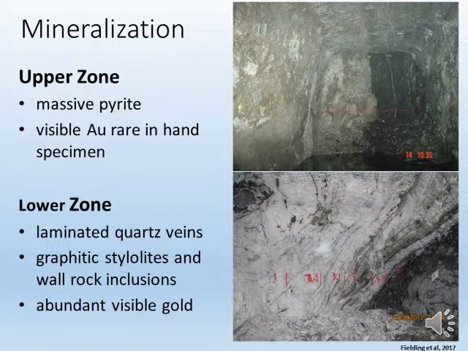So upper zone mineralisation is these massive sulfide veins shown up here, and we don't really see a lot of visible gold in hand specimen in these, whereas at lower zone it's a bit different. We get these laminated quartz carbonate veins, not so much sulfides in them, and we get a lot of wall rock inclusions and graphitic stylolites forming, and a lot of visible gold associated with these carbonaceous stylolites and wall rock inclusions in there.